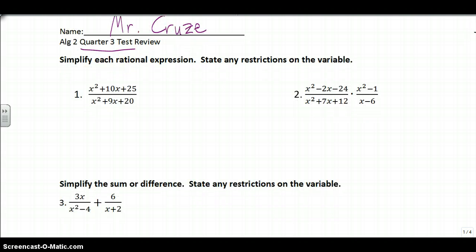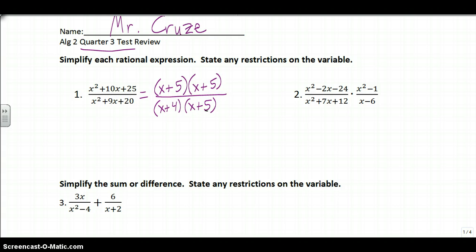So, here we go. Questions 1 and 2 ask us to simplify each rational expression, state any restrictions on the variable. Okay. So, simplify, well, let's factor things out. On the first one here, what multiplies to 25 and adds to 10? Well, that would be 5 and 5. So this will be x plus 5 times x plus 5. And in the denominator, what multiplies to 20 and adds to 9? Well, that would be 4 and 5.